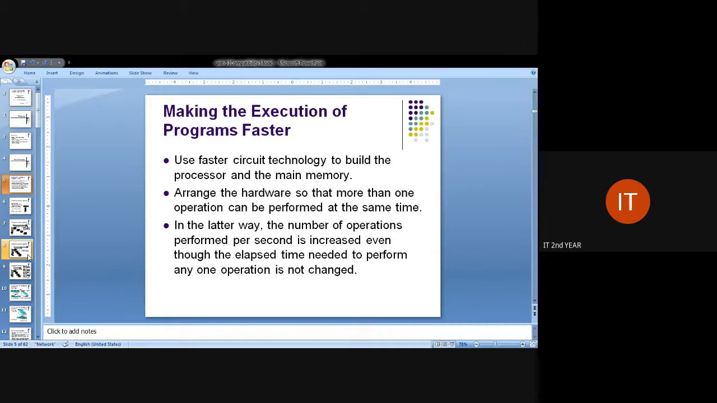In other words, pipelining basically improves multi-programming and multitasking. The number of operations performed per second is increased, even though the elapsed time needed to perform each one does not change.